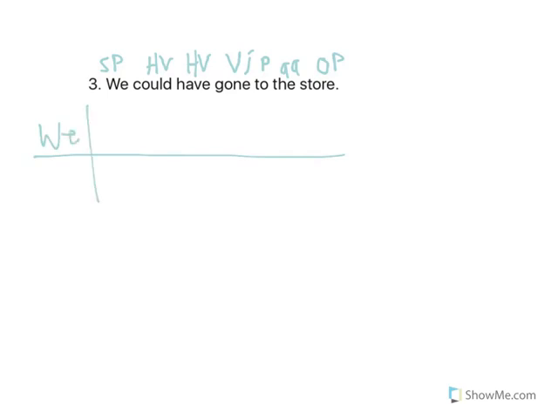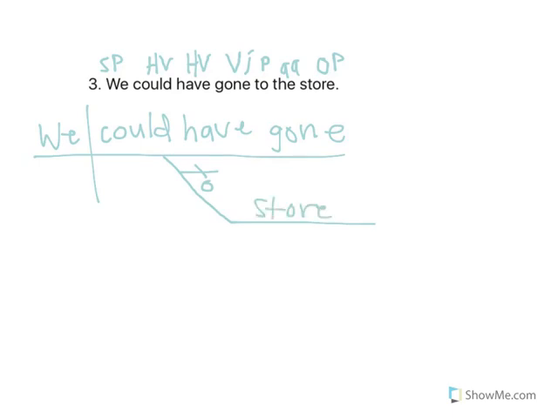So we're going to diagram this. Our subject, we, and then our helping verbs, could, have, and gone. These all go on one verb line. And then our prepositional phrase, of course, the preposition, and the object of the preposition. And then the word the is modifying store. We could have gone to the store.